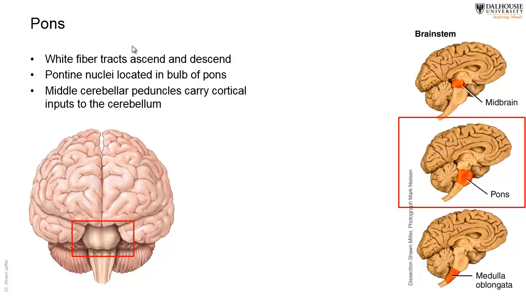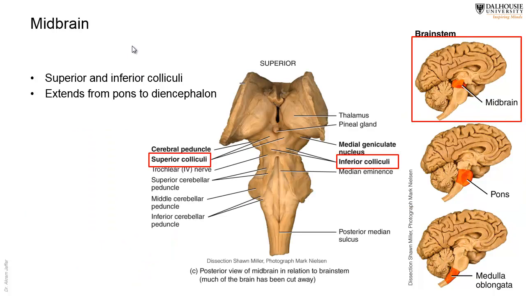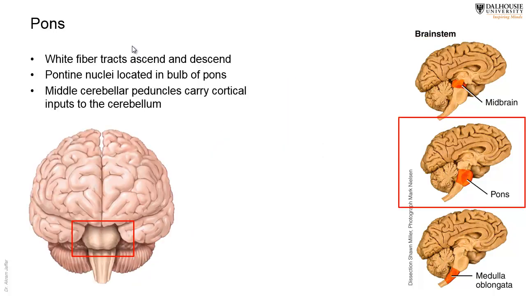So there are ascending and descending fibers in the pons, in addition to a group of nuclei. These are called pontine nuclei. So a group of nuclei are located in the pons, and these are the nuclei that are connected to the cerebellum through the middle cerebellar peduncles. So again, the pons is a small area that contains ascending and descending fibers and contains connections with the cerebellum.